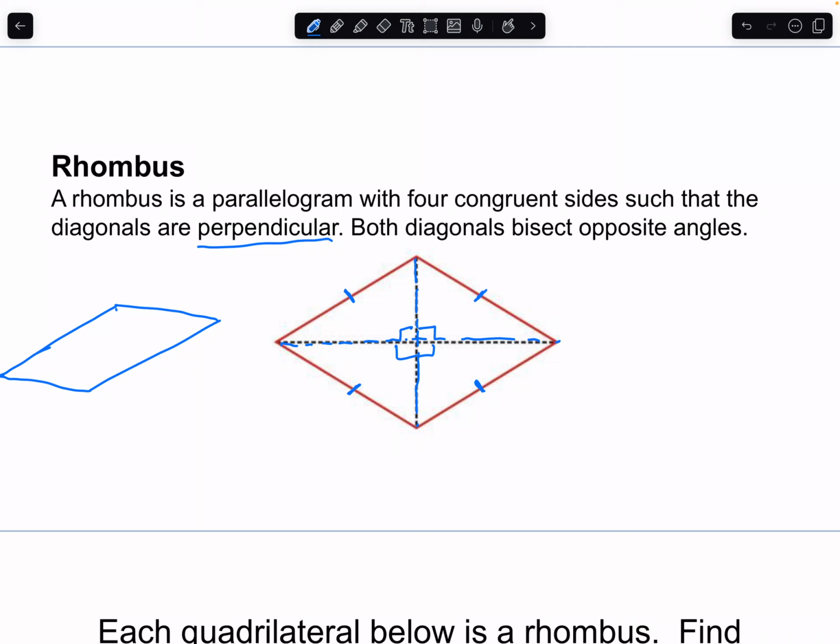One last thing, actually. The diagonals also bisect the opposite angles. So because they're perpendicular, whatever angle we have here, it'll cut it into two equal angles. So this is going to be congruent to this angle. Same thing down here. Since opposite angles are congruent for a parallelogram, that means that the bottom ones will also be congruent. And they're going to be cut in half, cut into two equal parts. Similarly on this other side, this angle and this angle are opposite and congruent, and the lines will cut them into two equal angles.